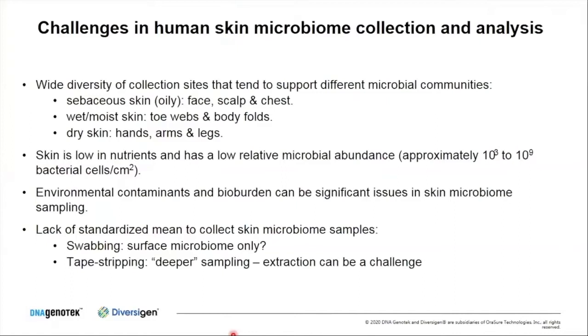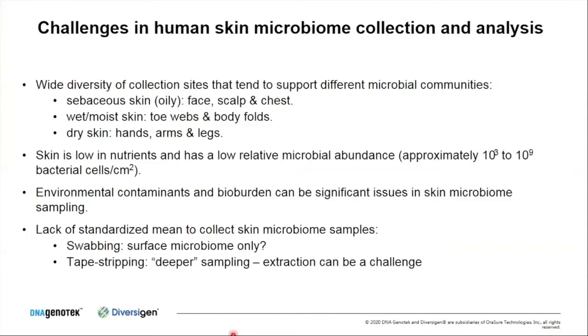In general, skin is very low in nutrients, and as such, it has very low relative microbial abundance. So for human skin, we're typically talking of somewhere between 10^3 to 10^9 bacterial cells per square centimeter of skin. And dry skin, which is the lowest biomass skin site, tends to be on the lower end of that range, while sebaceous skin is closer to 10^9. And just keep in mind that it's several orders of magnitude below what you typically encounter on other human microbiome sites, such as the oral cavity or the gut.